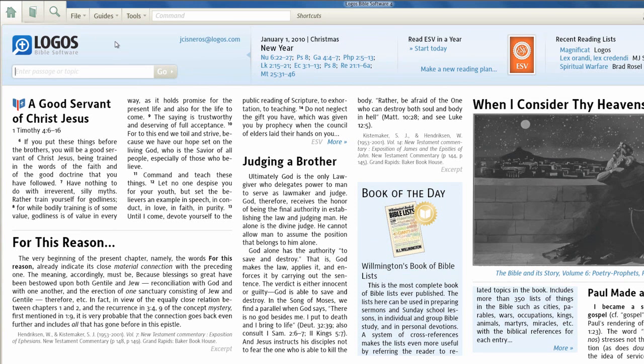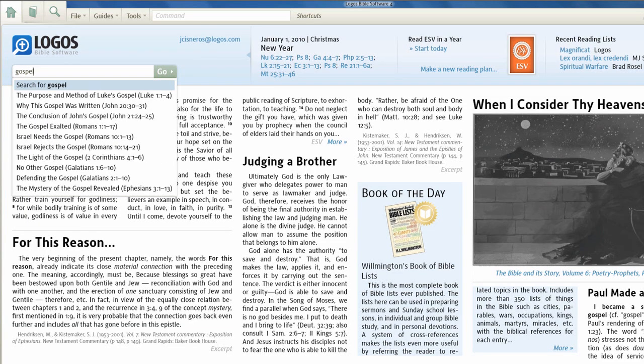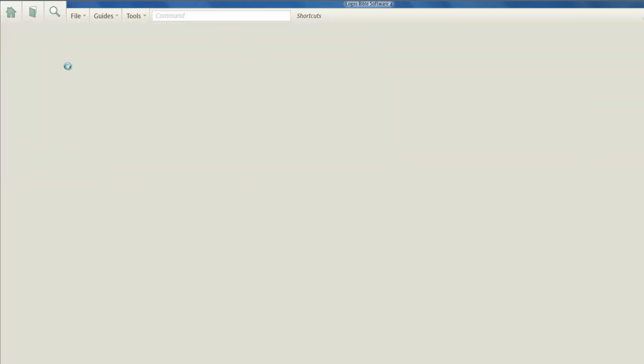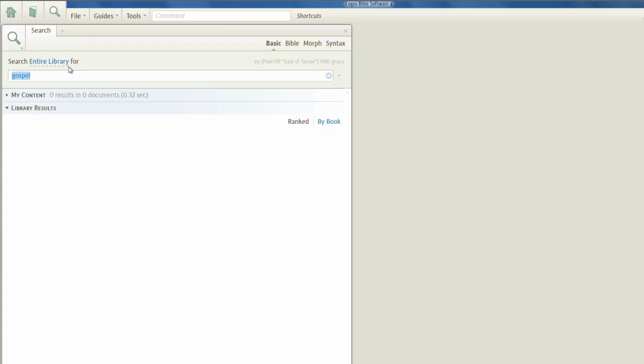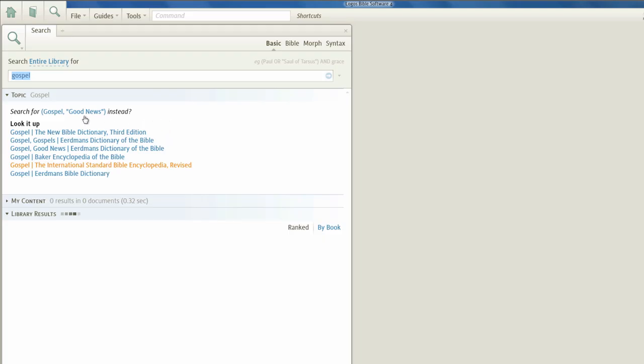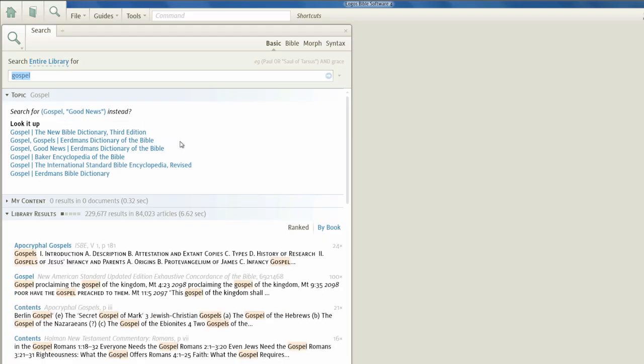Another way to open up a Bible dictionary is perhaps you already have a topic in mind, like let's say the word gospel. And this is going to run a search that's going to look for the word gospel in your library, but it's also going to look up the word gospel in your Bible dictionaries. So this is the second way that you can access your dictionaries.